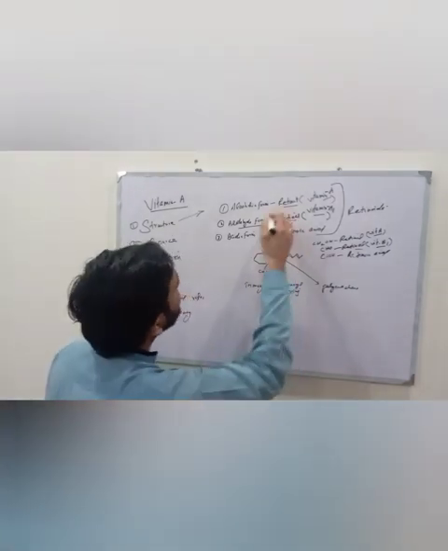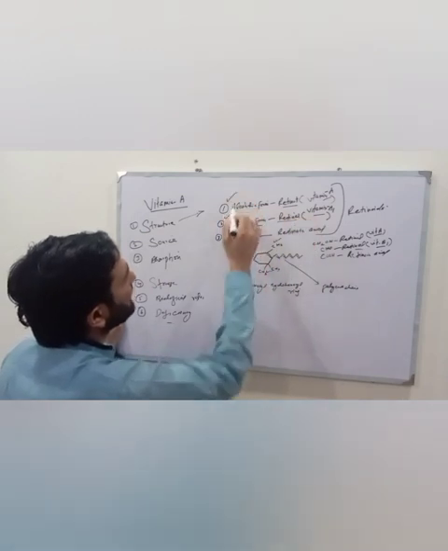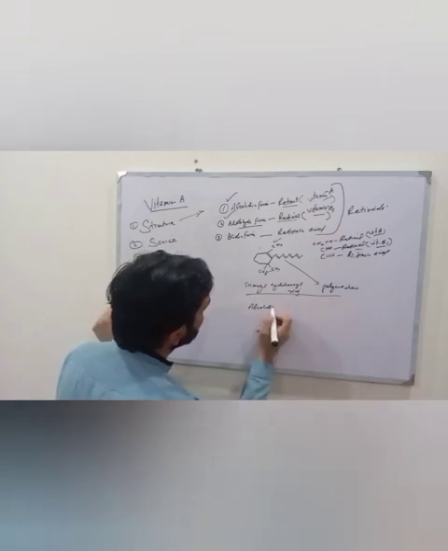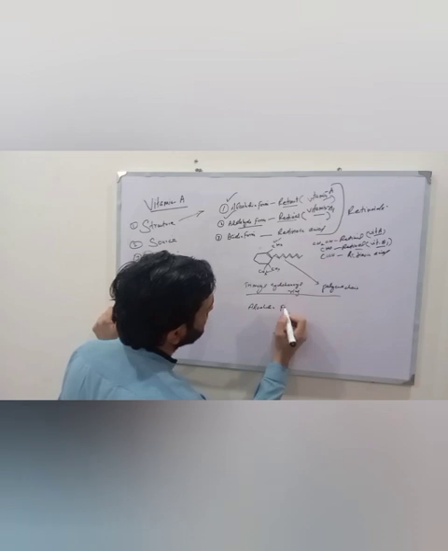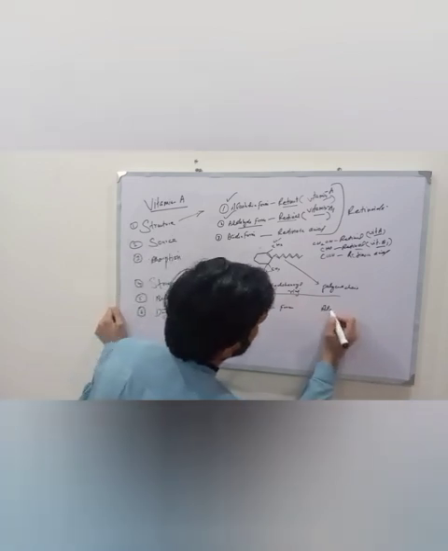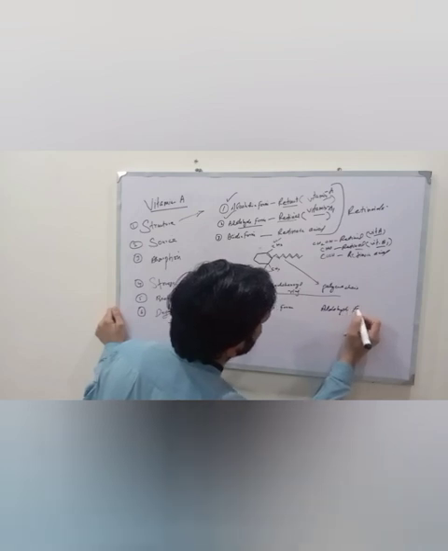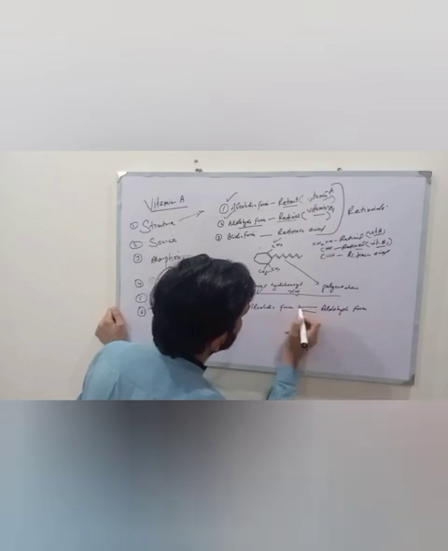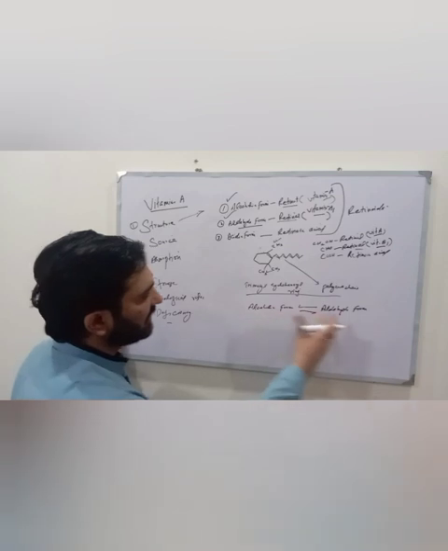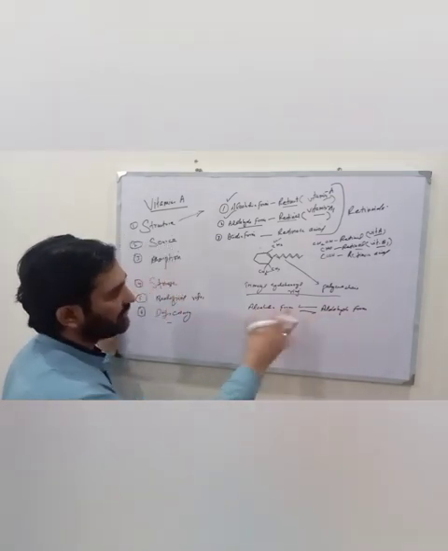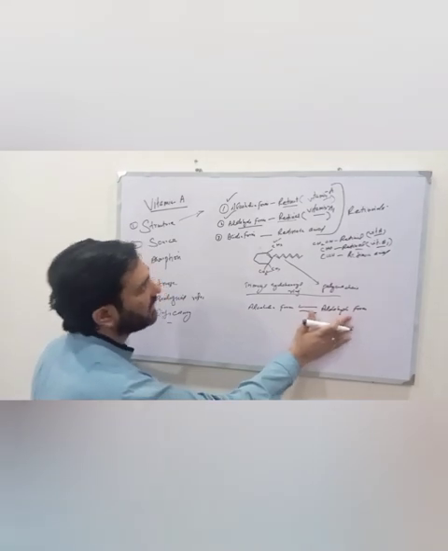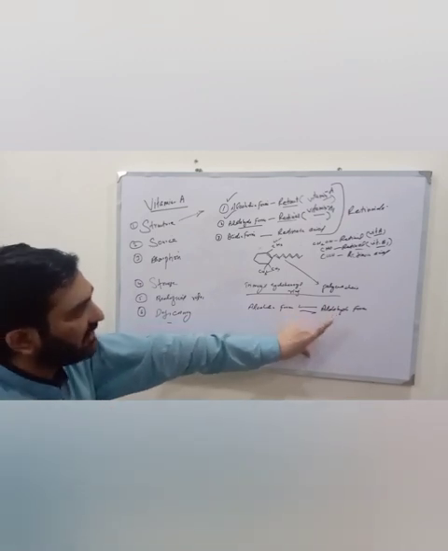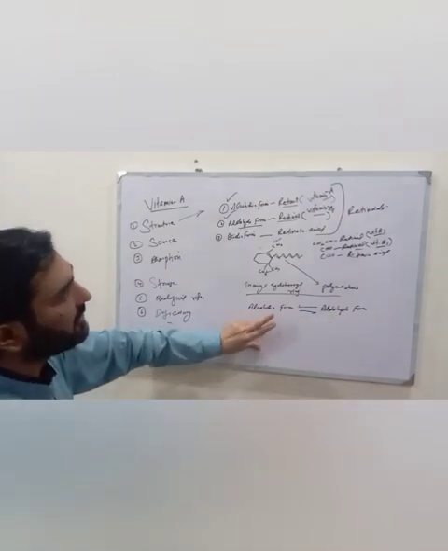Remember these two forms, the alcoholic form and the aldehyde form. These can convert into each other. The alcoholic form, that is retinol, can be converted into the aldehyde form, retinal, and retinal can be converted back into the alcoholic form, retinol.